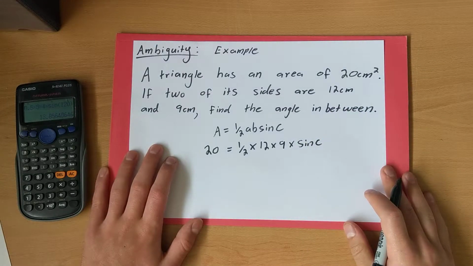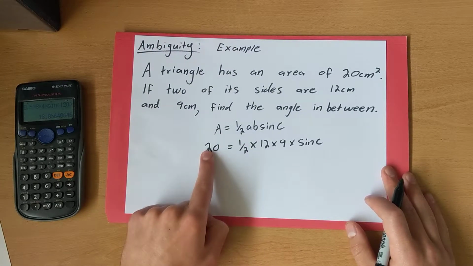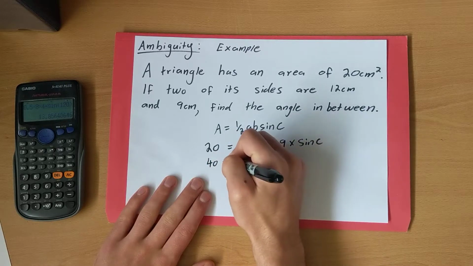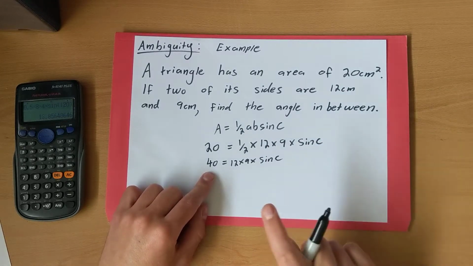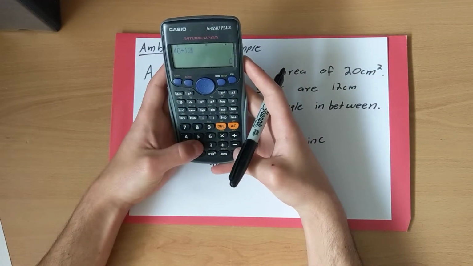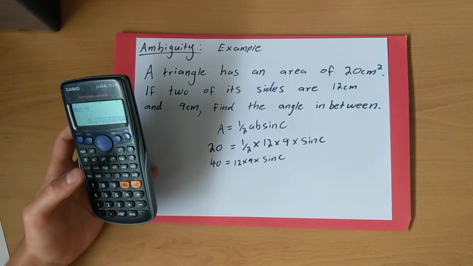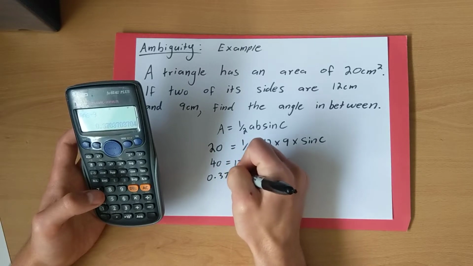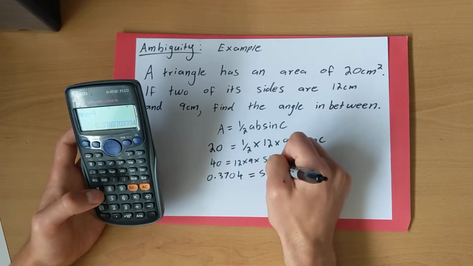So let's rearrange this a little bit so that we can try and isolate C. So first I'm going to move this half over to the other side by multiplying both sides of the equation by 2. So I get 40 equals 12 times 9 times sine C. Then I'm going to divide both sides of the equation by 12 times 9. So I get 40 divided by 12, and then I'm going to divide that by 9. So I've just put those two steps into one, and I get that 0.3704, let's go to 4 decimal places, equals sine C.